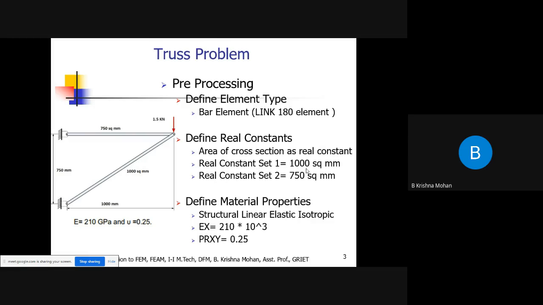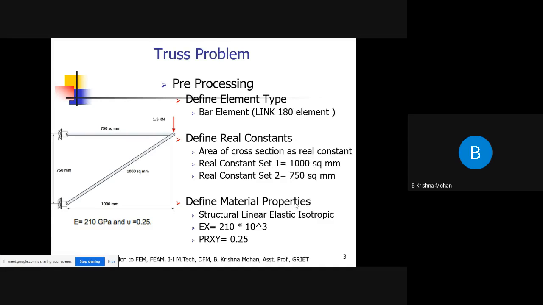So real constant 1, I assume it as 1000 square millimeters. And as real constant 2, we allot 750 square millimeters. It is given in the problem. Once you define the real constants, you need to define the material properties.